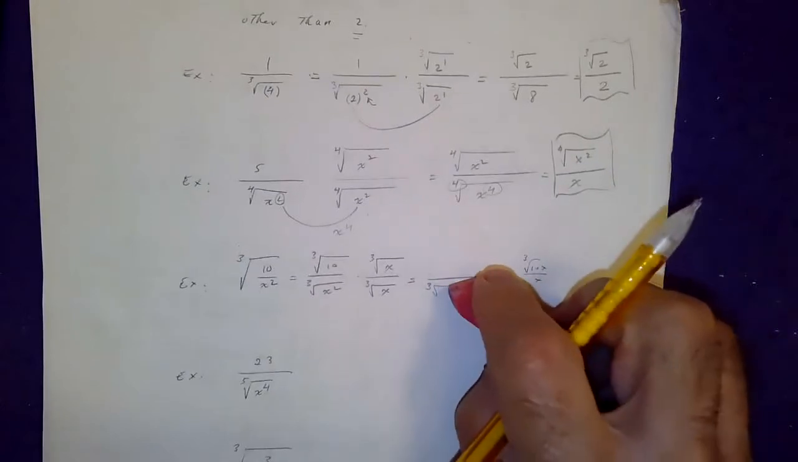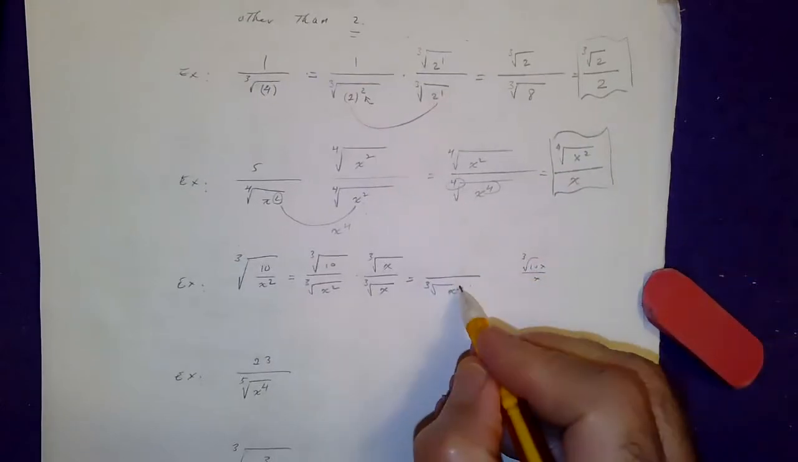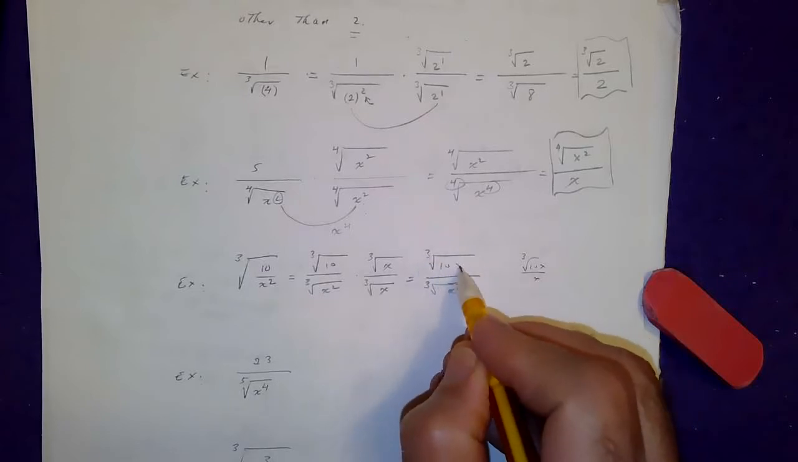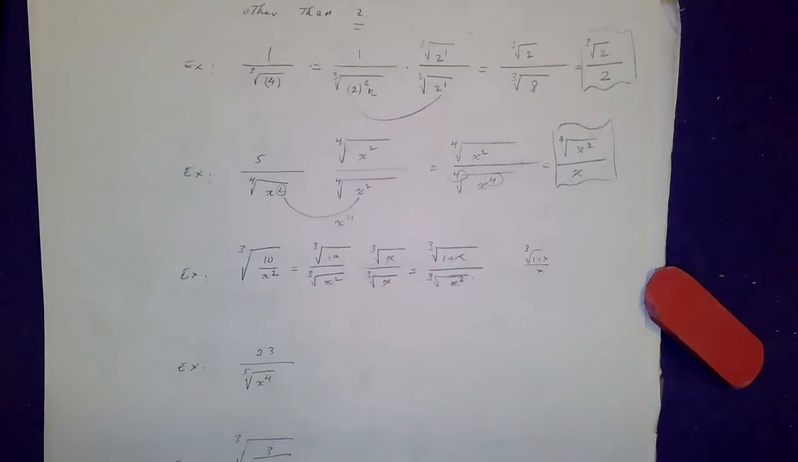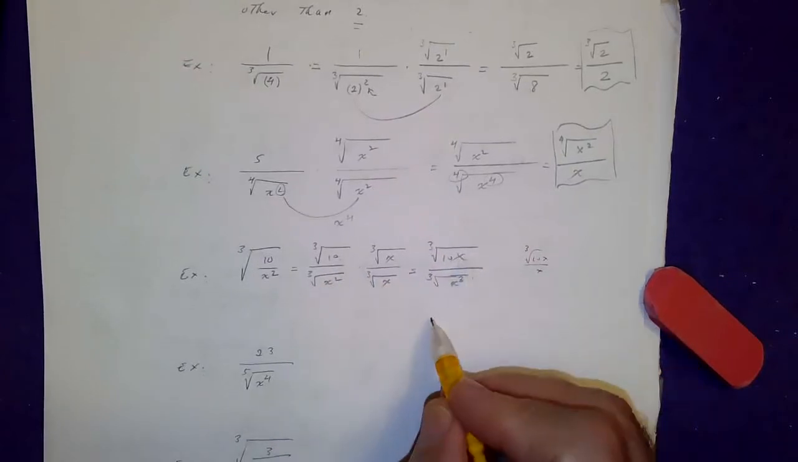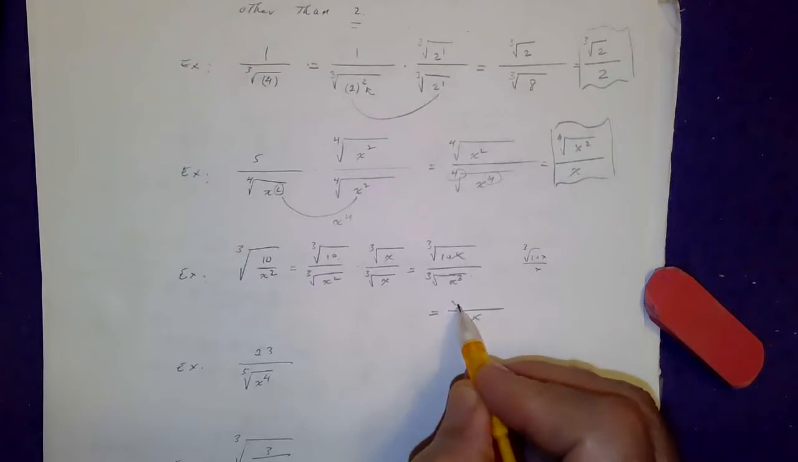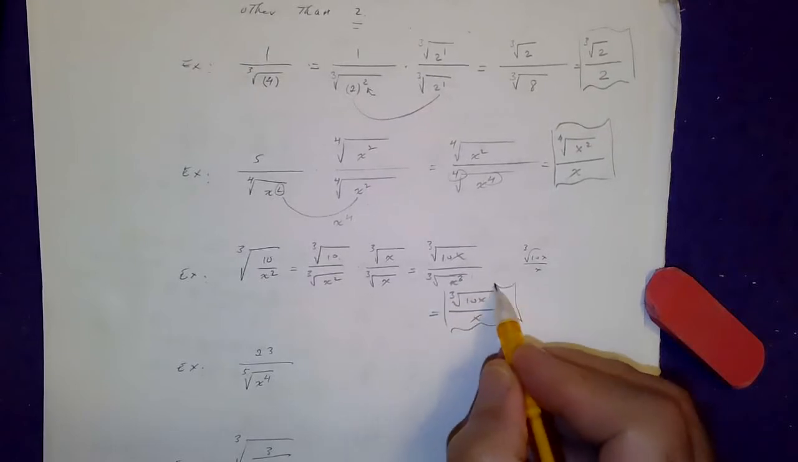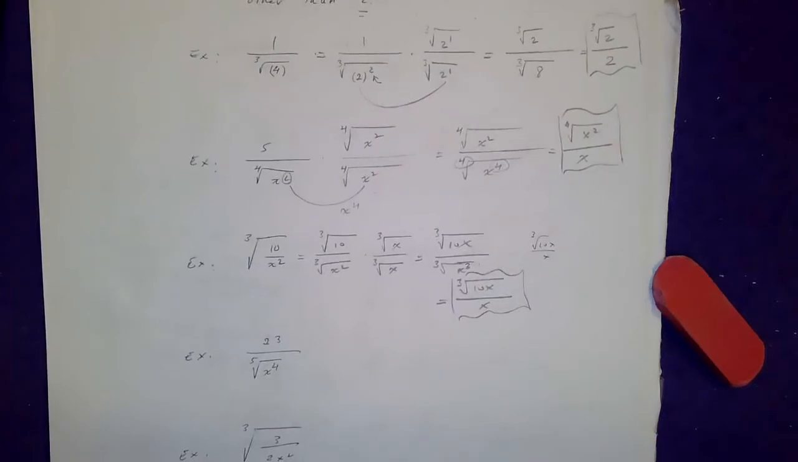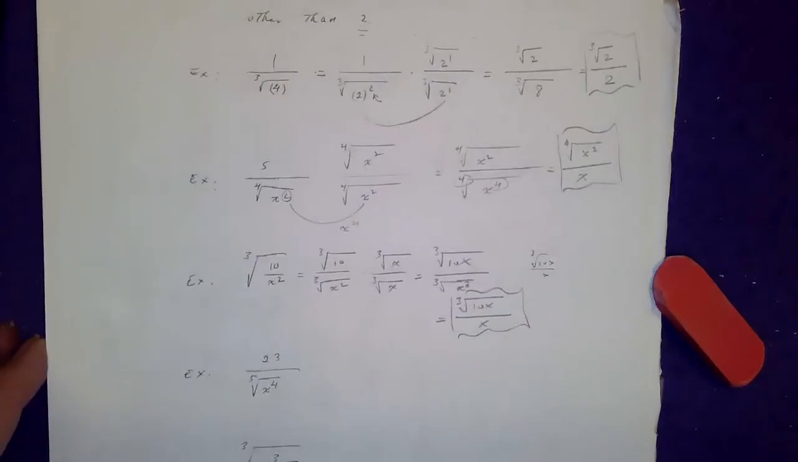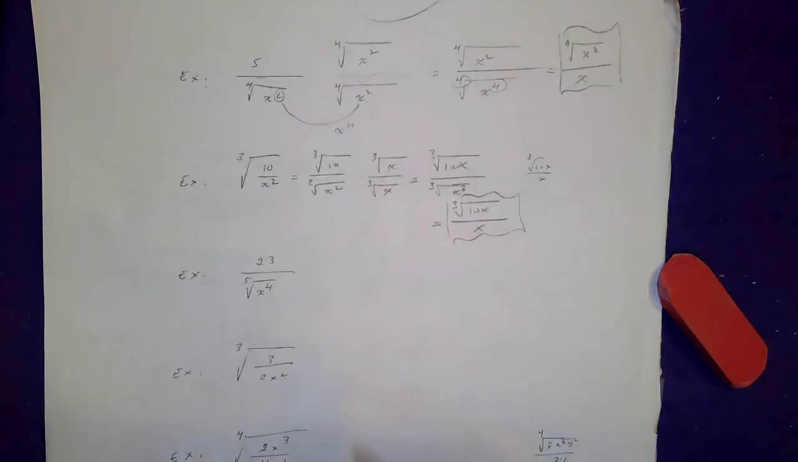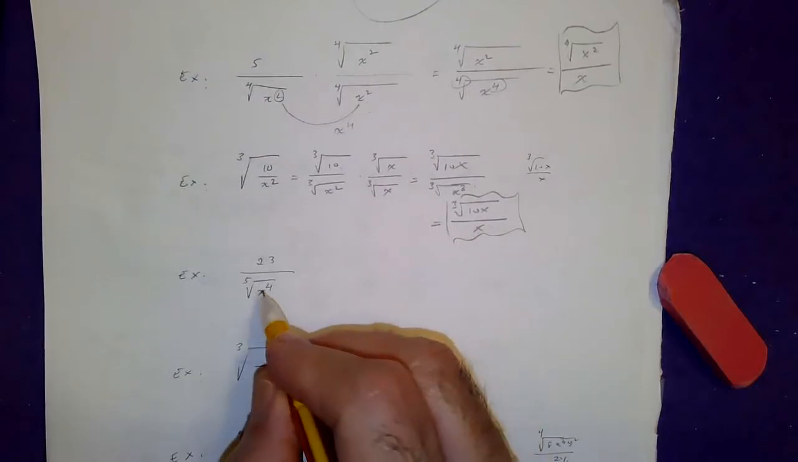Is that right? Let me just erase this. The cube root of x cubed. On top, I get the cube root of 10 times x. Is that right? But the cube root of x cubed is x, so mission accomplished. Why? What was the purpose of this section? It is to eliminate the radicals from the denominators, and we have 3 cases. This is case 2.